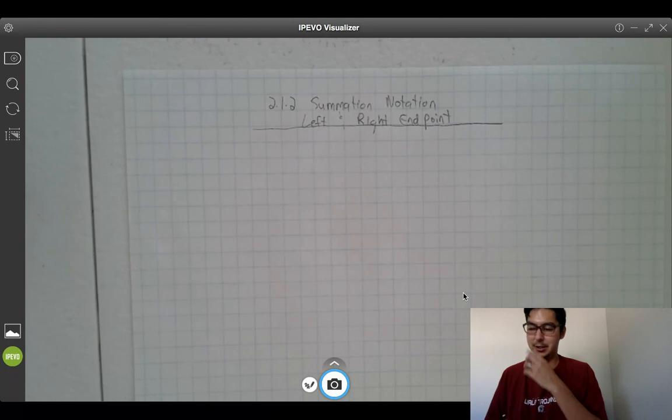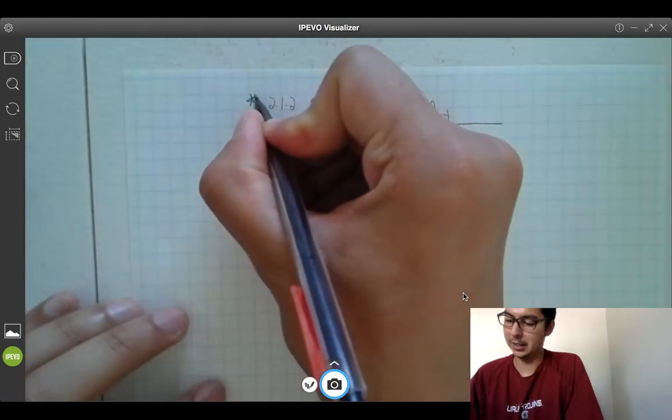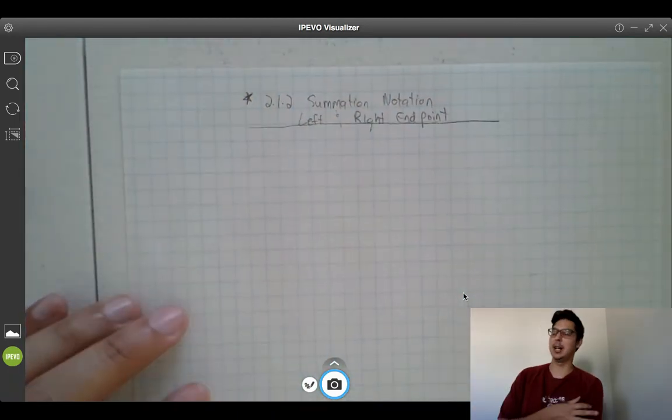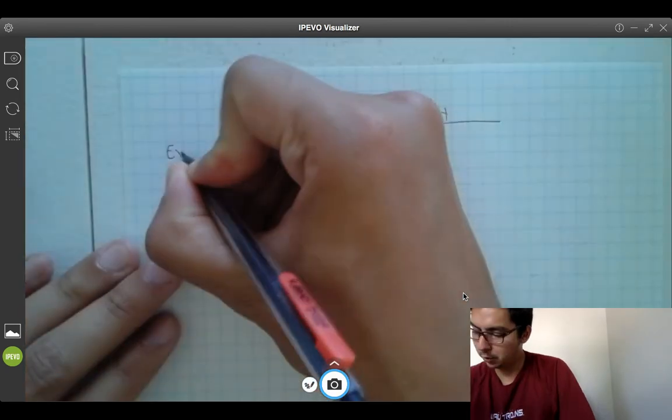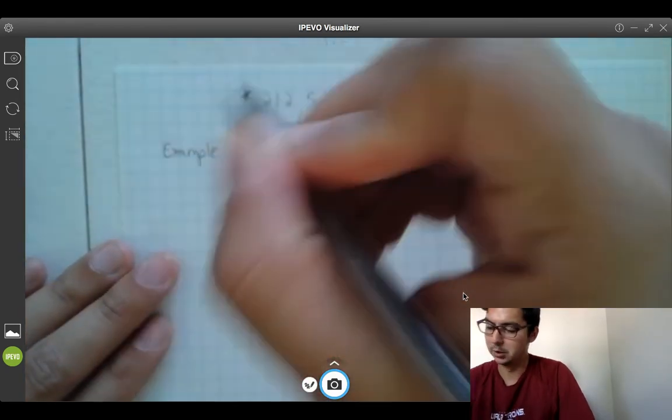This one is a more important one, and that's using summation notation, which I introduced in the last one, for a left and right endpoint. All right, and we'll work through an example similar to one of the problems you'll do, and hopefully this clears it up for you.